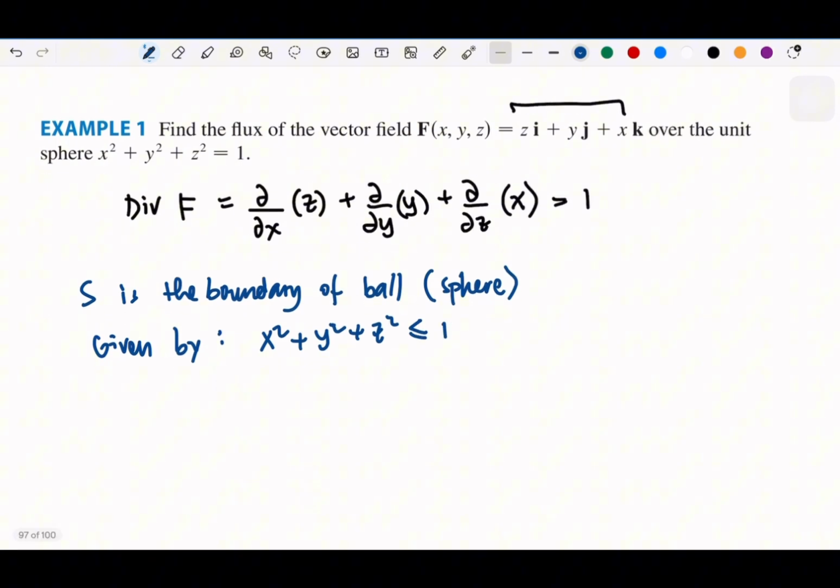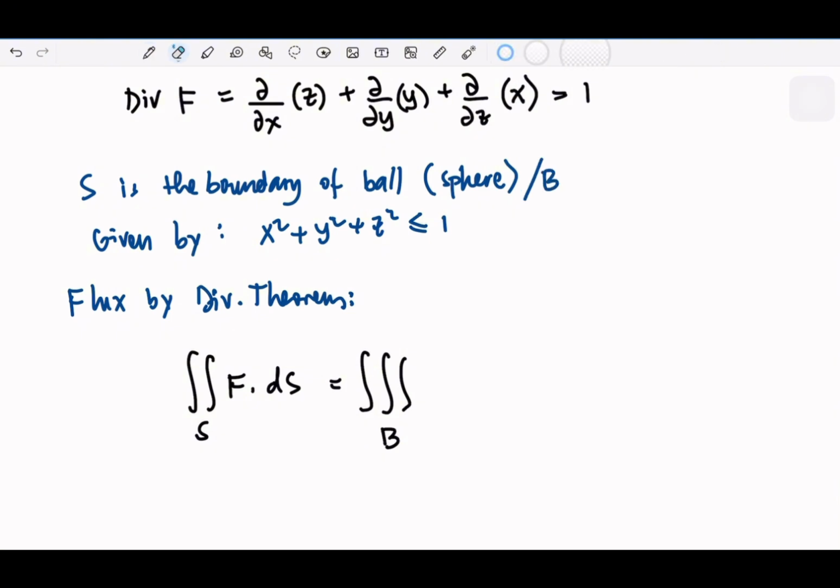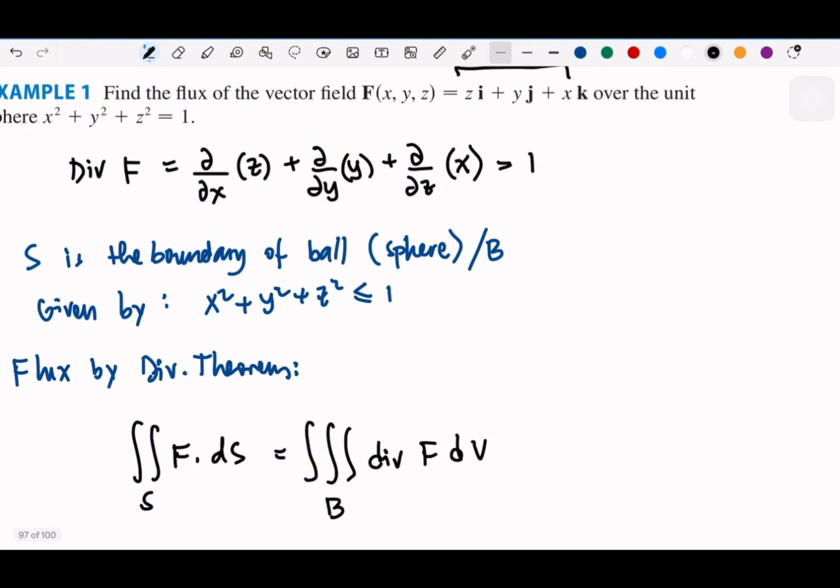And then the flux, by the divergence theorem, you can write the surface integral of F dot dS equal to the triple integral over B, meaning the ball here, of the divergence of F dV. And we have the divergence of F is 1.